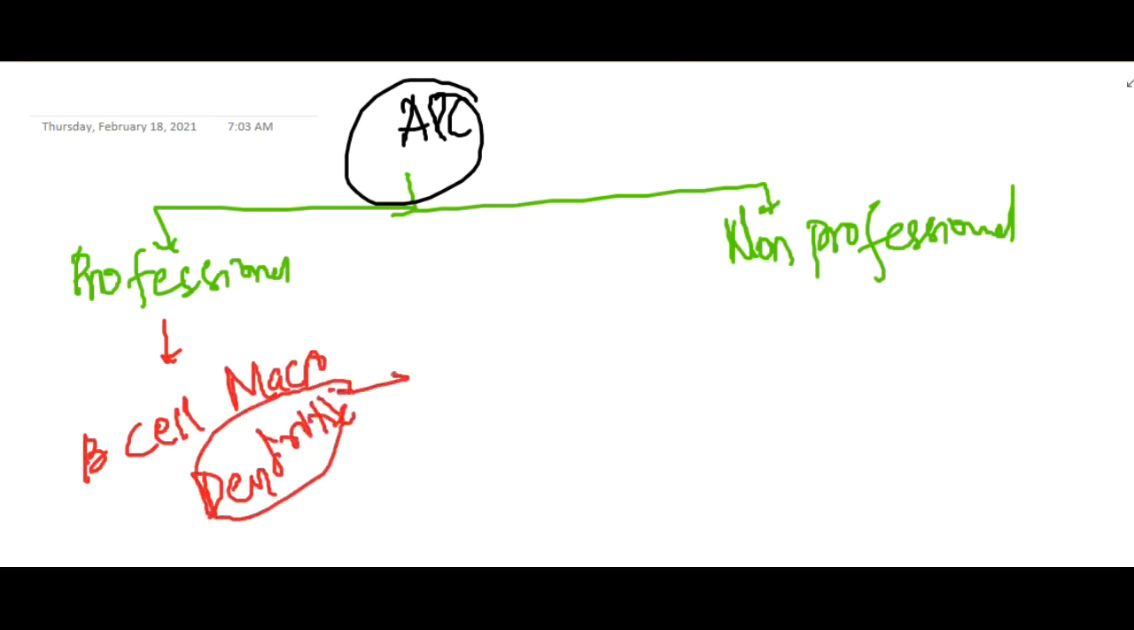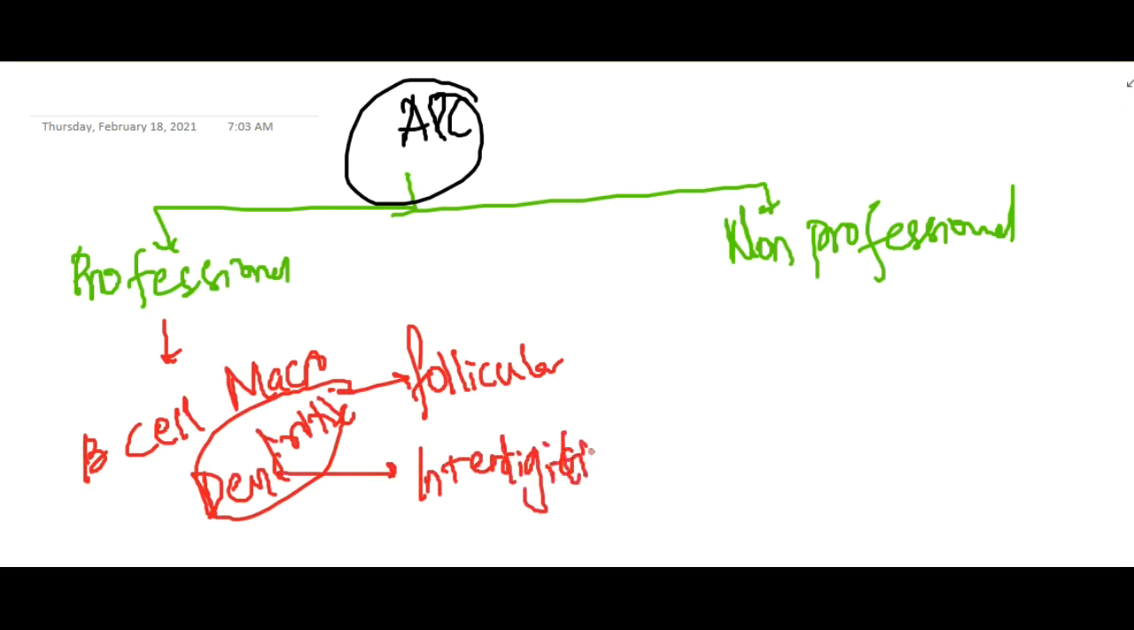Dendritic cells are again of two types. One, we have follicular dendritic cells. Second, we have interdigitating dendritic cells. These interdigitating dendritic cells are present in skin. So we have macrophages and dendritic cells, which are professional antigen presenting cells. Dendritic cells are of two types, follicular and interdigitating. Interdigitating dendritic cells in skin are also called Langerhans cells.